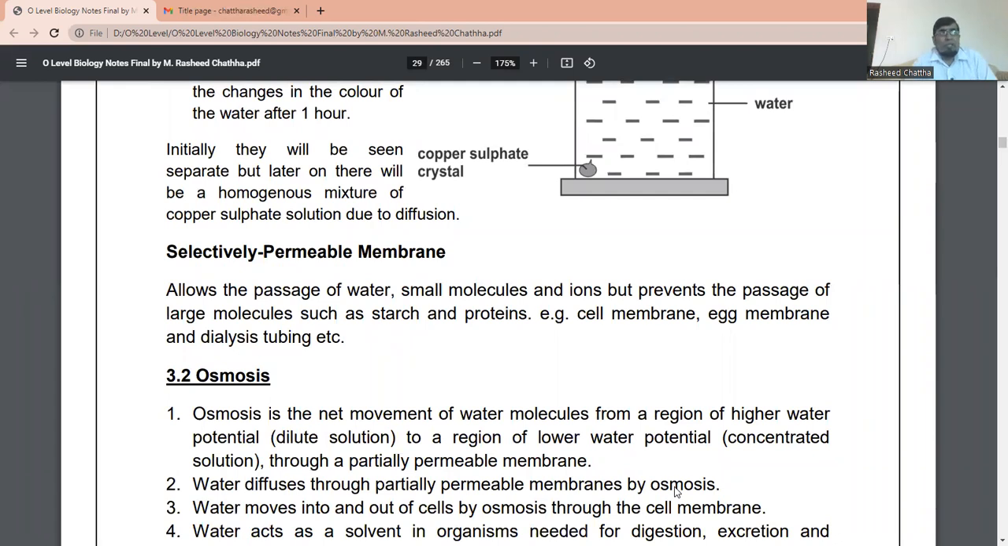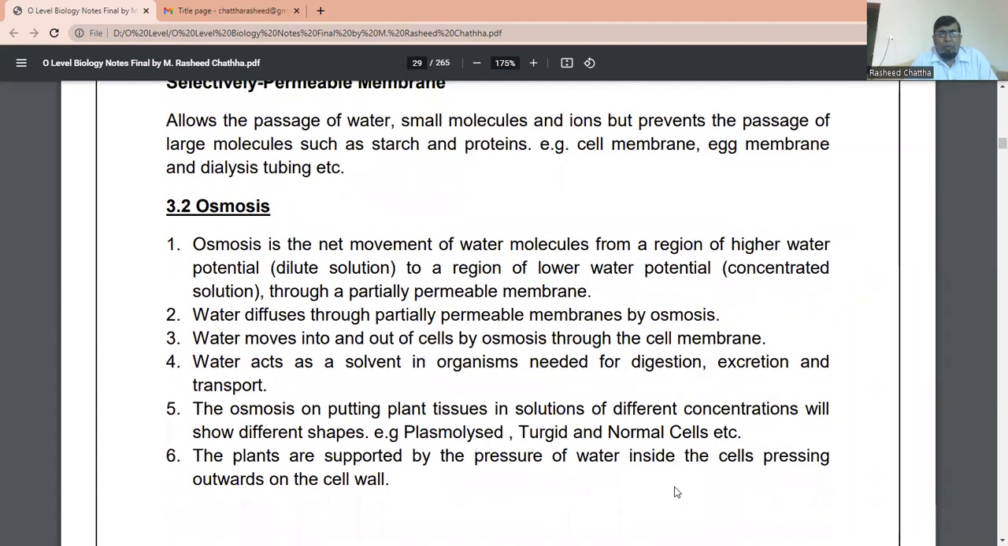Similarly, gaseous exchange. In the air, there is more oxygen than in our body, and our body has more carbon dioxide than the surrounding air. So oxygen diffuses from the surrounding air towards the body, and carbon dioxide from the body moves out through the lungs into the air. Next, my dear students, we have to study about osmosis.